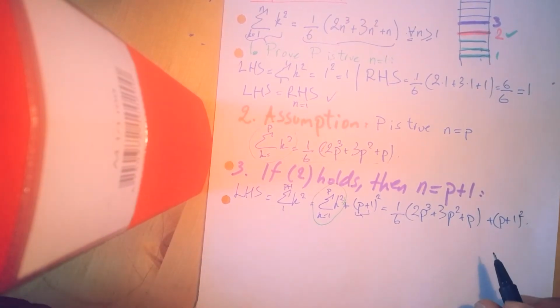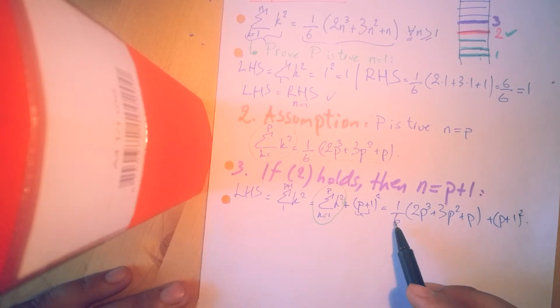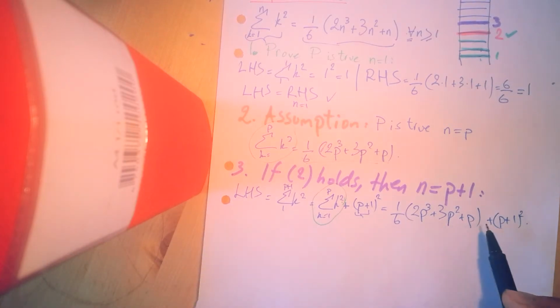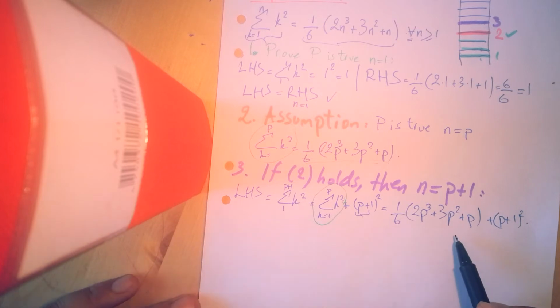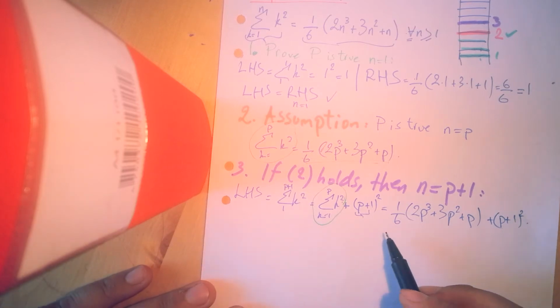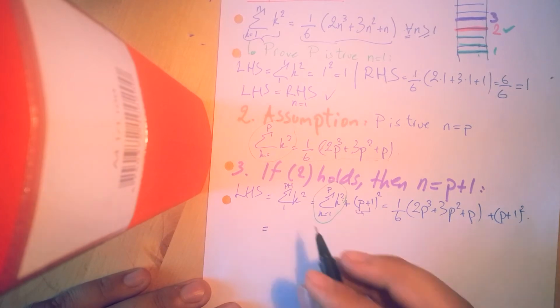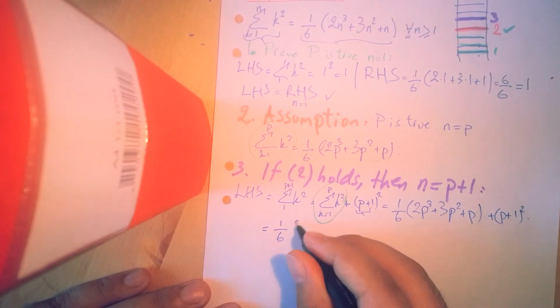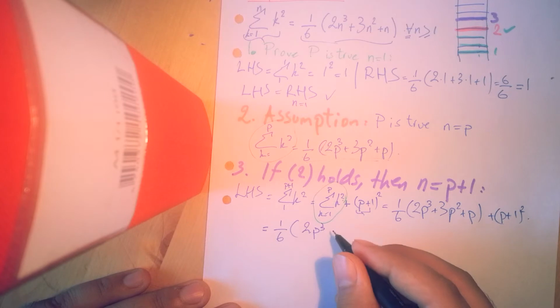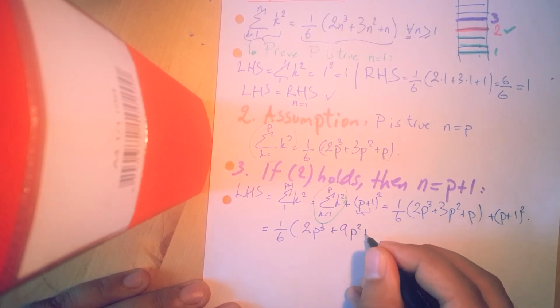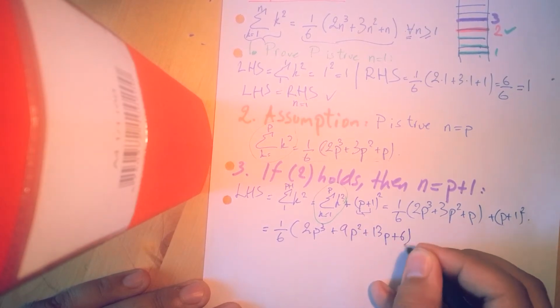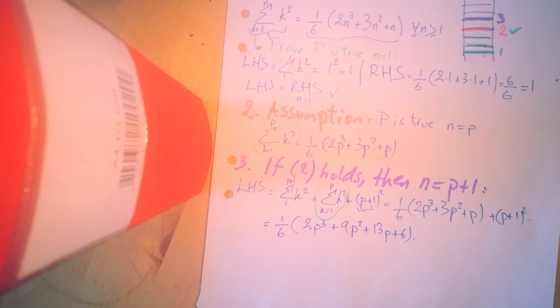It's great. So pause the video right now. I encourage you to do this calculation here because I don't have all the time in the video to do it very detailed. I'm just going to write what it's going to give us. So pause the video and try to do it. And now I'm going to give you the answer to it. And it's just 1 over 6, 2p3 plus 9p squared plus 13p plus 6. And that's our left-hand side.